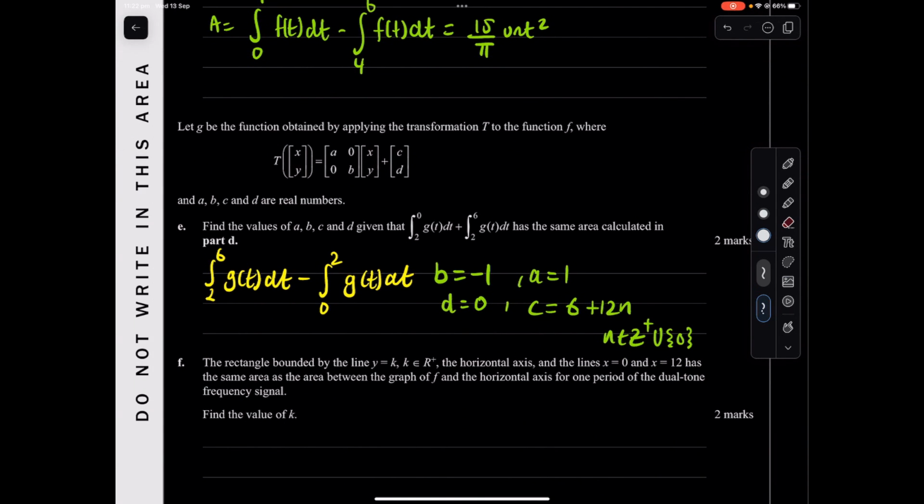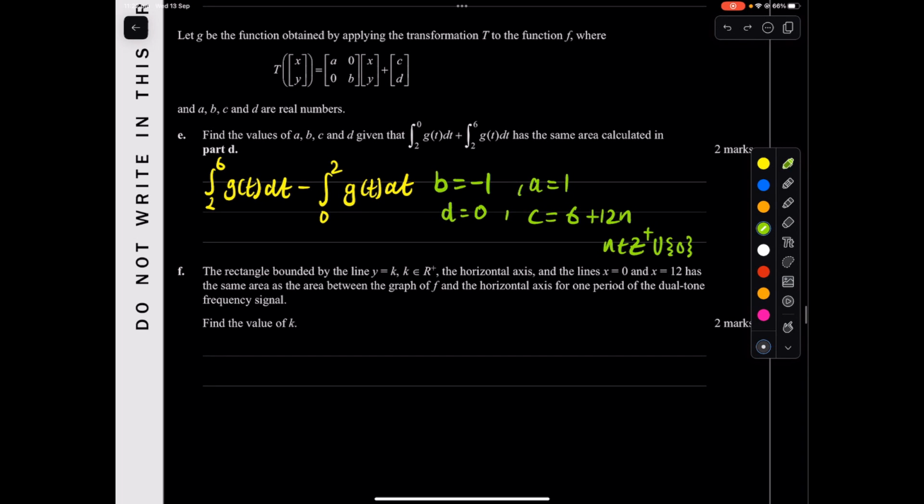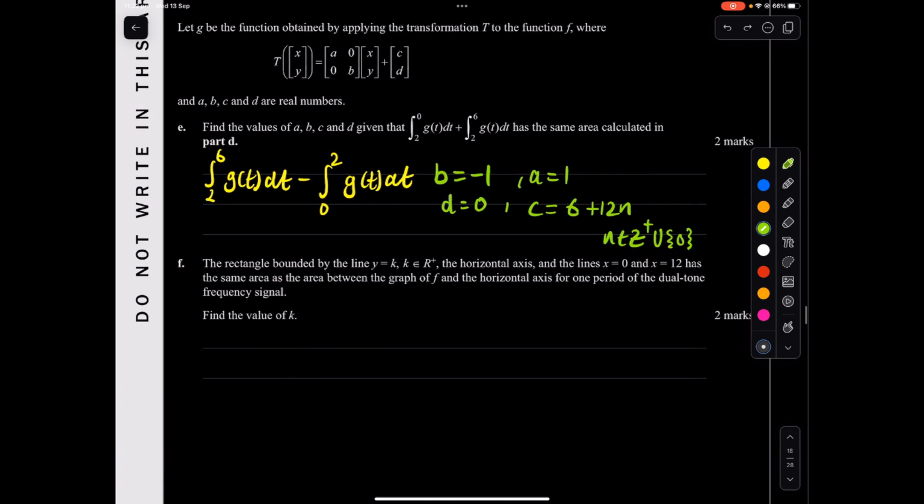They should give you the mark, but to be exact, maybe this here for C. But the other ones are easy. B equals -1, A equals 1, D equals... I'm certain that those are right, but C is 6 plus 12n, where n is an element of all positive integers, union, and 0 is included. I'll double check the answer for that one.